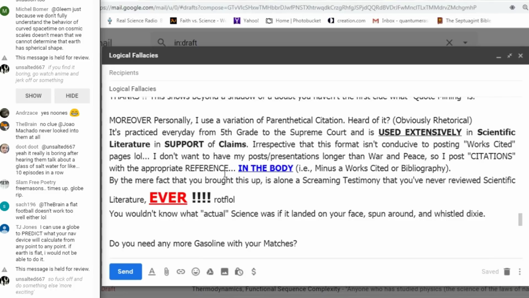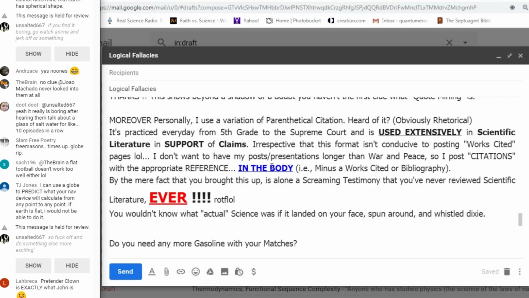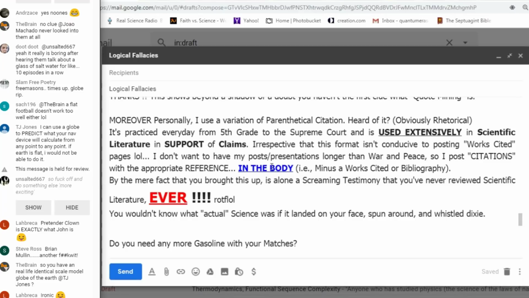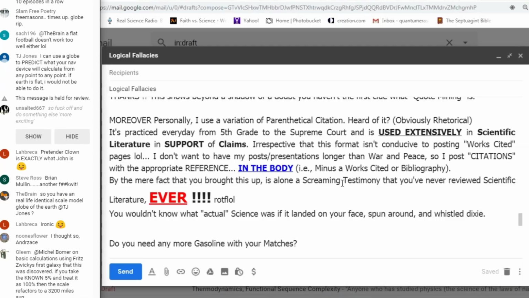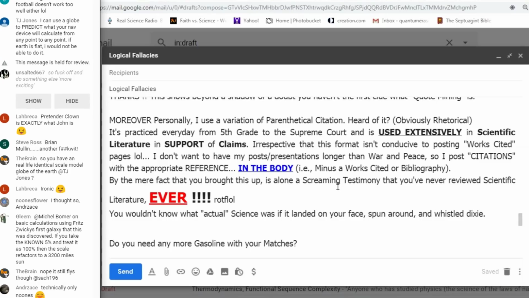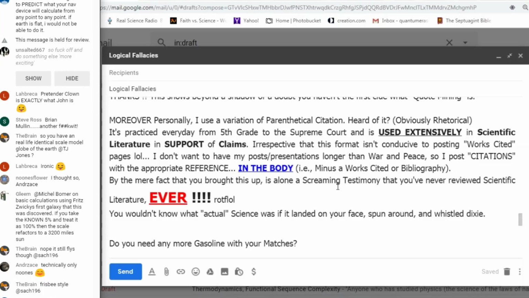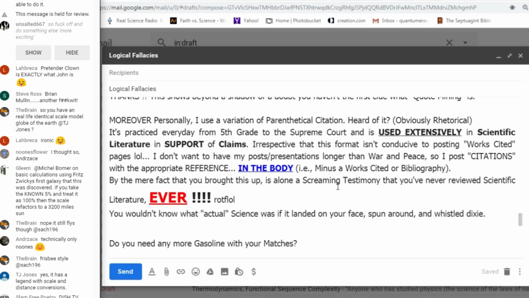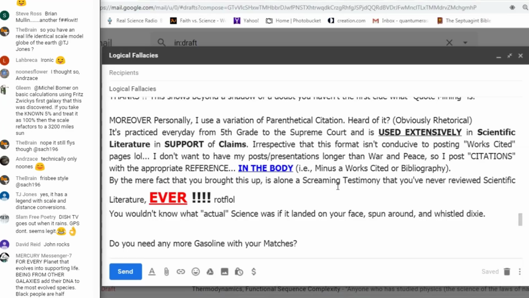Moreover, personally, I use a variation of parenthetical citation. Heard of it? It's practiced every day from fifth grade to the Supreme Court and is used extensively in scientific literature in support of claims, like we just looked at with the quantum eraser choice that I posted earlier. Irrespective that this format isn't conducive to posting works cited pages, I don't want to have my posts or presentations longer than War and Peace, so I post the citations with the appropriate reference in the body of the presentation, right? I want to have it right there so we can see the whole thing right there.